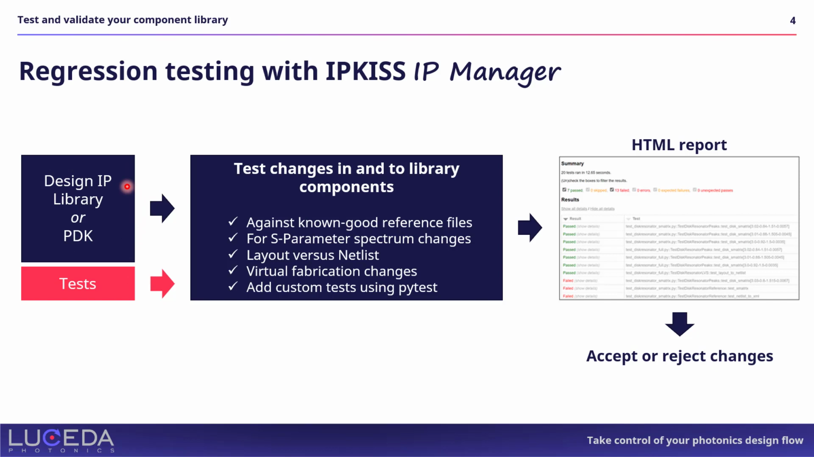While you develop components for your PDK, your library, you will also add tests at the same time. In this way, you will be able to test changes in and to your library of components. These tests are run against known good reference files. They can be tests for S parameters, for layout versus netlist, layout versus layout, to detect virtual fabrication changes. You can also add custom tests using the Python library PyTest. Once you run the test, you obtain an HTML report where you can see all the tests that have passed and have failed, and then you can decide whether you want to accept or reject the changes.